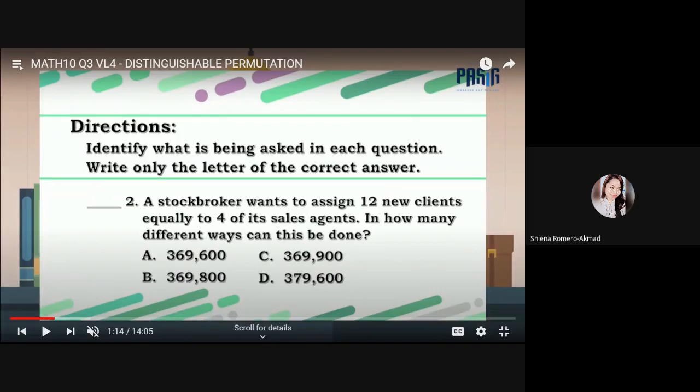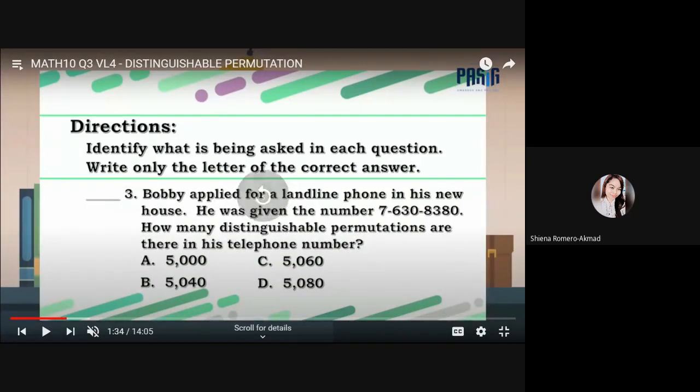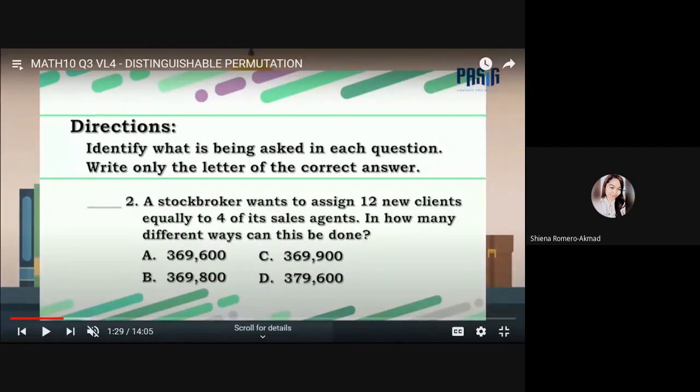Number 2, a stockbroker wants to assign 12 clients equally to 4 of its sales agents. How many different ways can this be done? So I think no one will answer. So let us just reveal the answer here. The answer here is letter A.